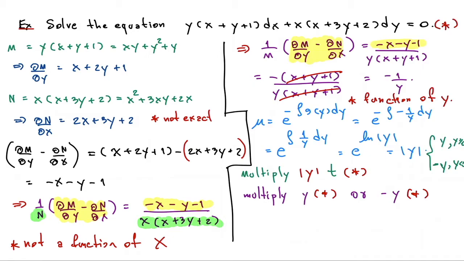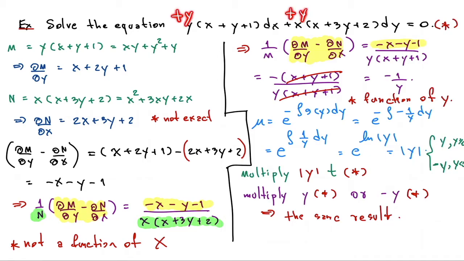You have the same result. Why? Because if you multiply this by y, you get y here, right? If you multiply it by minus y, you get minus y here, right? But if you multiply it by minus y, and then I multiply the whole equation by minus 1, it's going to turn out to be y again.